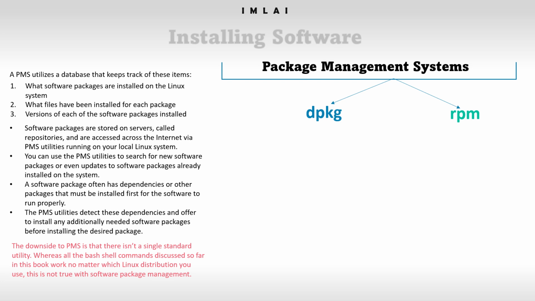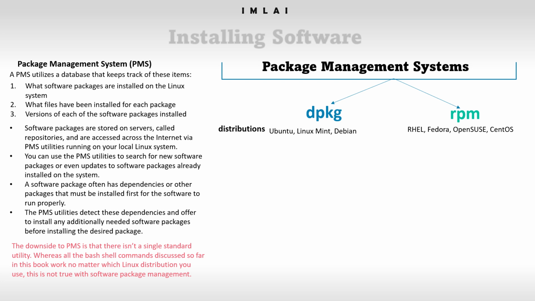The Debian based distributions such as Ubuntu, Linux Mint and Debian use at the base of their PMS utilities the dpkg command. This command interacts directly with the PMS on the Linux system and is used for installing, managing, and removing software packages.